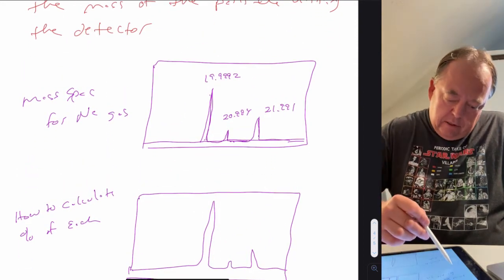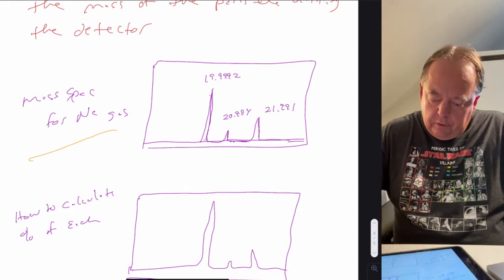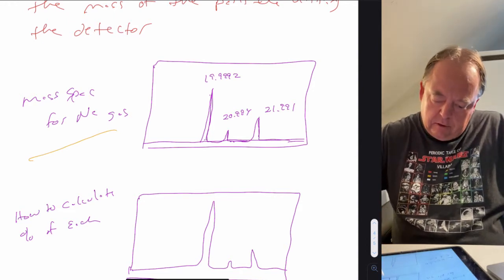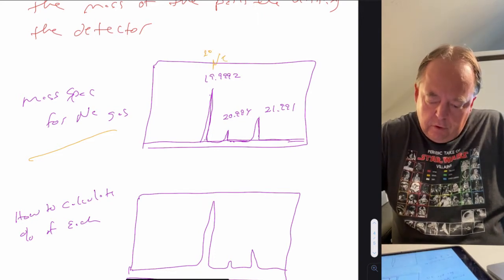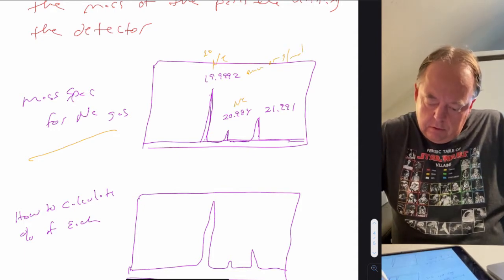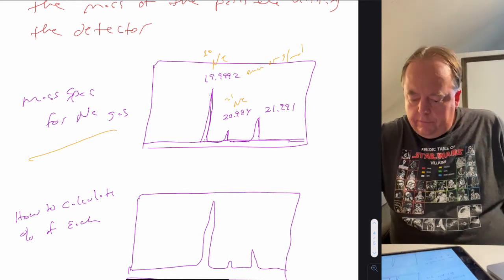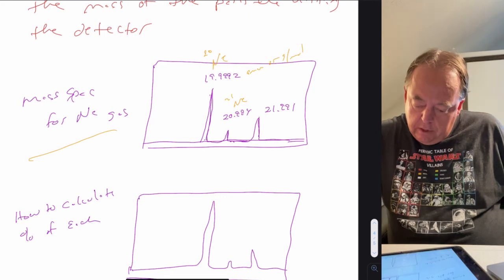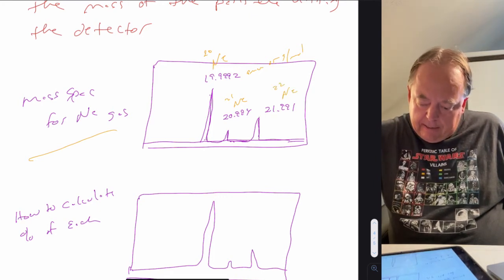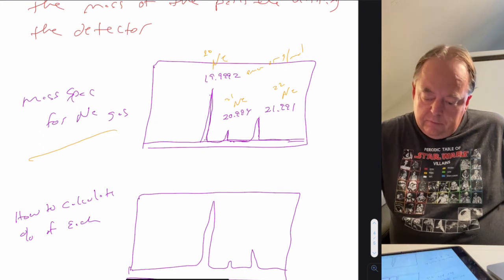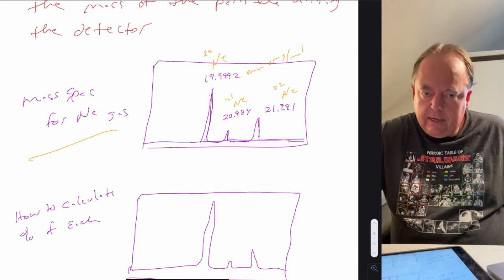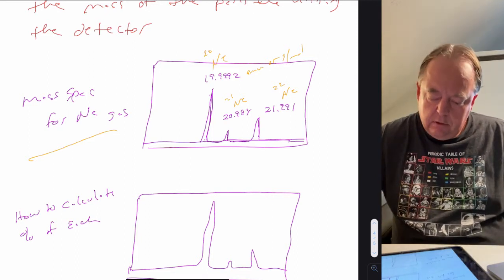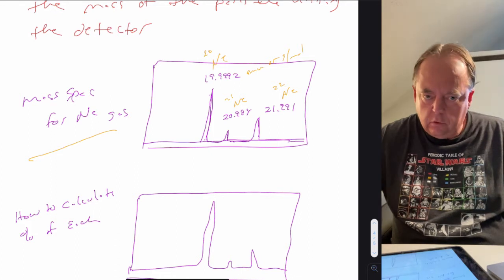Okay, so if we look at the mass spec for neon gas in a little bit more detail, we get 3 peaks. The mass of the first peak, neon 20, is 19.9992 AMU, or grams per mole. Neon 21 has a mass of 20.994 grams per mole, or AMU, and neon 22 has a mass of 21.991 grams per mole. So these have a difference in mass of 1. So you could use a low-res mass spec to distinguish between these 3 isotopes because the mass difference is so large.